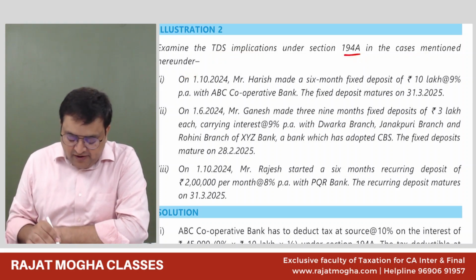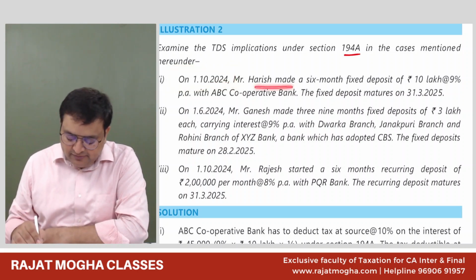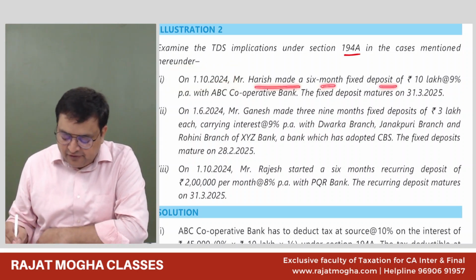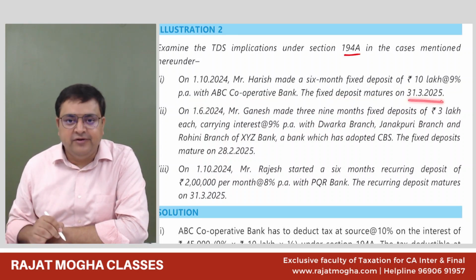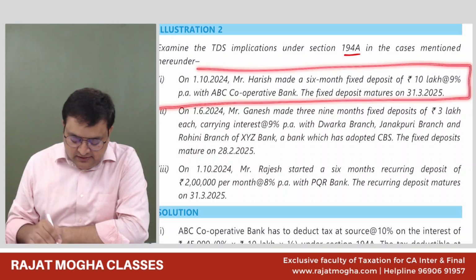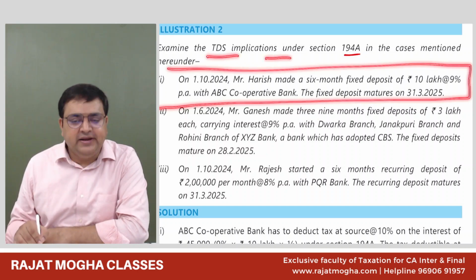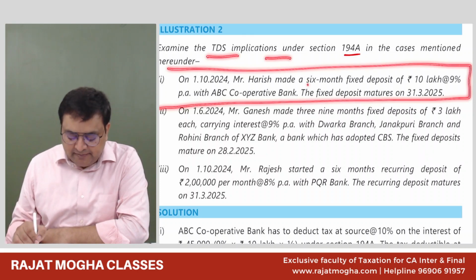First is on 1st October 2024, Harish made a 6 months fixed deposit of 10 lakh rupees at a rate of 9% per annum with ABC Cooperative Bank. The fixed deposit matures on 31st March 2025. So now this is the question. You have to examine the TDS implications under 194A, whether they would be applicable or not.